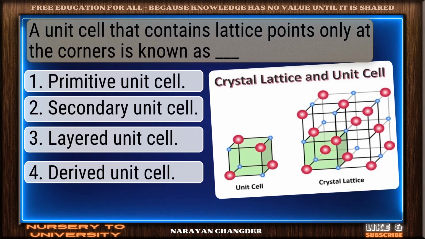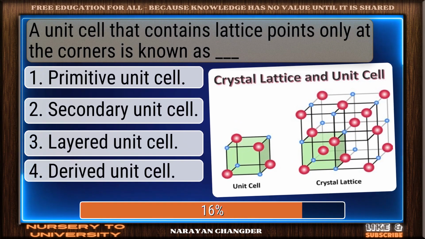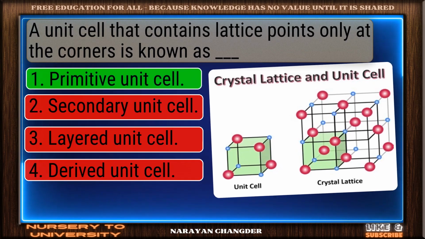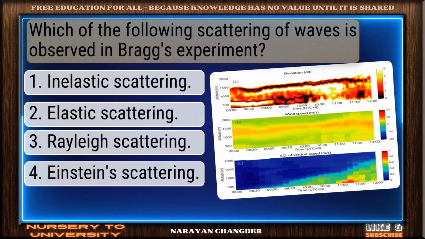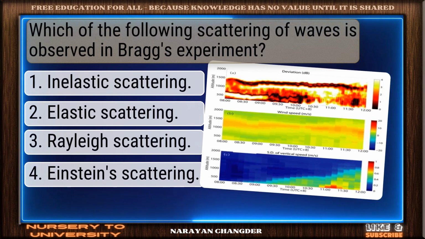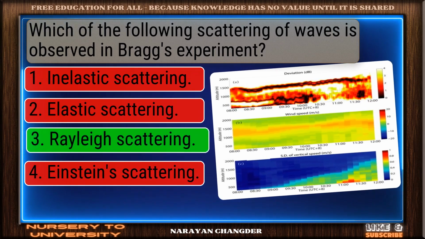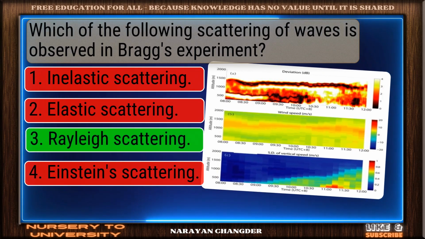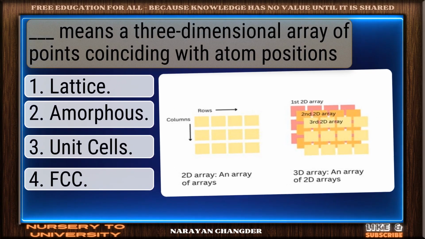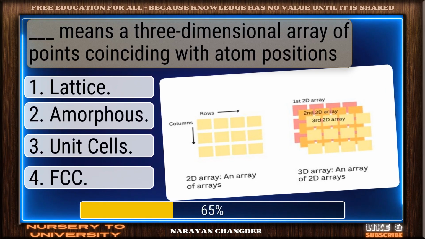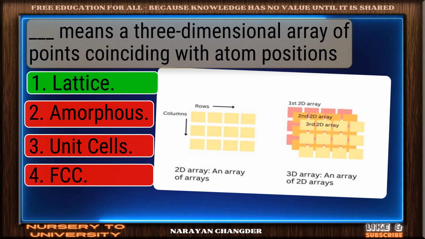A unit cell that contains lattice points only at the corners is known as dash. Nicely done. Primitive unit cell is a solid answer. Which of the following scattering of waves is observed in Bragg's experiment? Nice work. You chose Rayleigh scattering and it is correct. Dash means a three-dimensional array of points coinciding with atom positions. On track. Lattice is the correct answer.